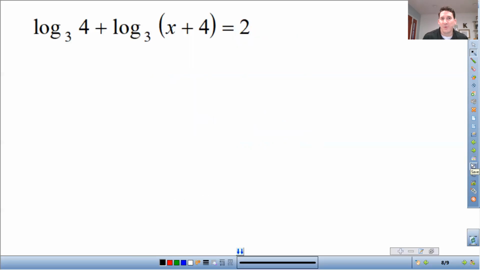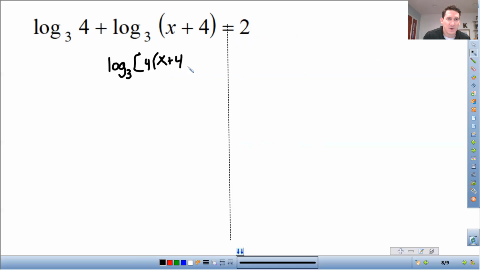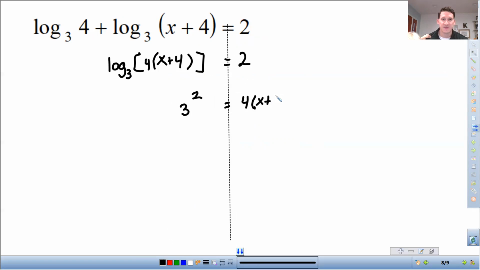Next example, another multiplication one. Condensed down into a single log, that's going to be log base 3 of 4 times x plus 4 is equal to 2. I can now rewrite the log as an exponent. The base of the log becomes the base of the exponent. So it's going to be 3, power is 2, equal to 4 times x plus 4.